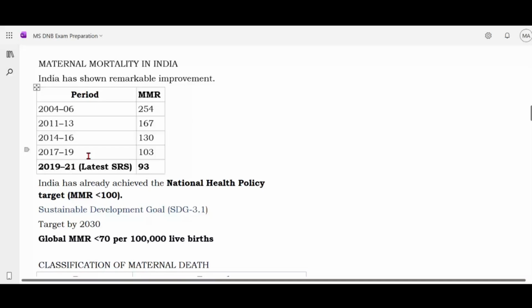Then Sustainable Development Goal SDG 3.1, the target for 2030, is a global MMR of less than 70 per 1 lakh. That is the target which is to be achieved globally.